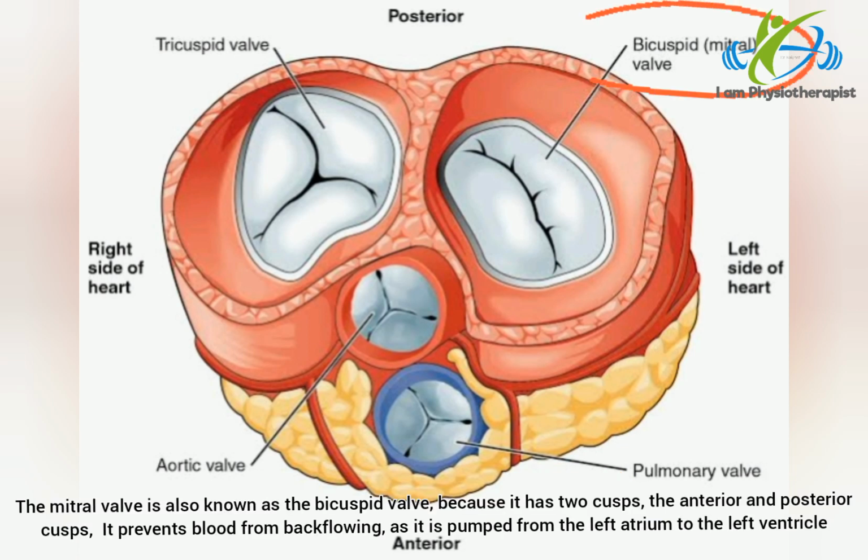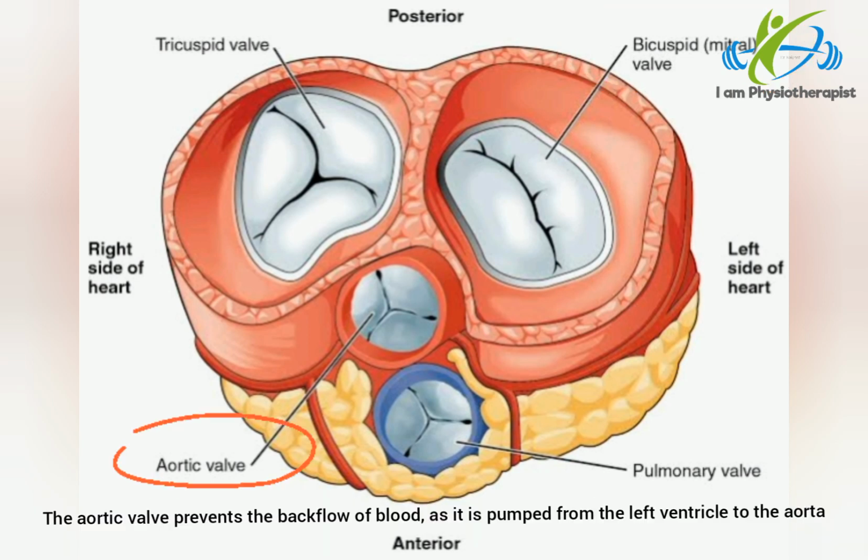The mitral valve is also known as the bicuspid valve because it has 2 cusps, the anterior and posterior cusps. It prevents blood from backflowing as it is pumped from the left atrium to the left ventricle. The aortic valve prevents the backflow of blood as it is pumped from the left ventricle to the aorta.